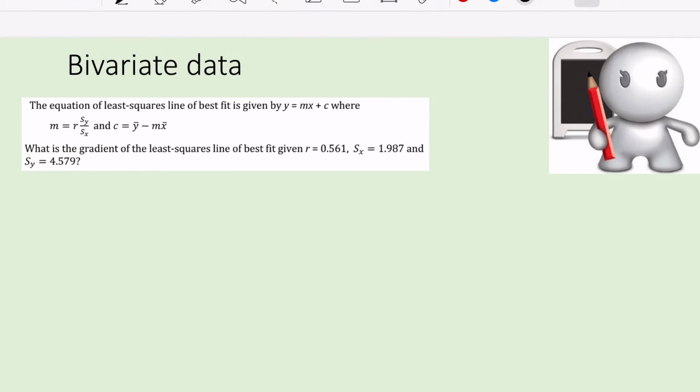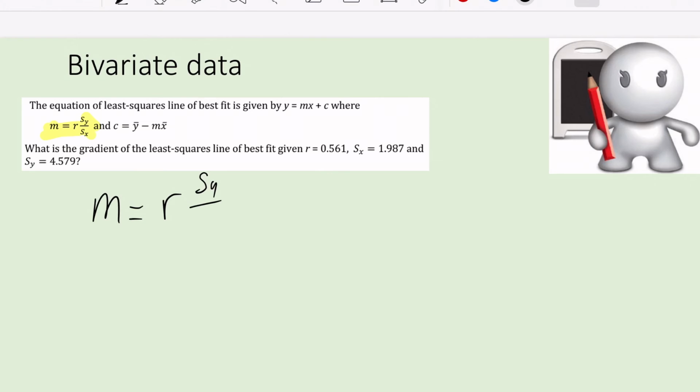Our next question talks about the least square line of best fit, y equals mx plus c, where m is equal to this particular formula over here: the correlation coefficient multiplied by the standard deviation of y over the standard deviation of x. And c, the y-intercept, is the mean of y, take away the gradient multiplied by the mean of x. Now, what is it asking us? Well, it's asking us for the gradient of the least square line of best fit.